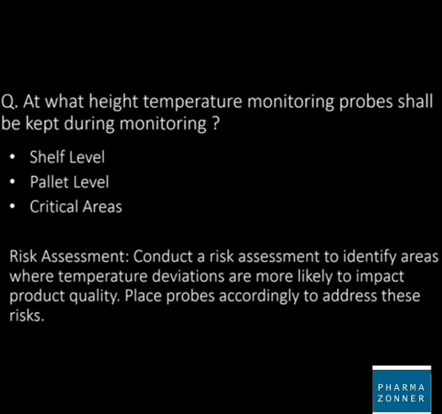This question is more related to the previous one: at what height shall temperature monitoring probes be kept during monitoring? In case of storage areas, they should be kept at various heights like lower, middle and highest point of shelves. They should be kept at the pallet level also and in critical areas. Ideally, conduct a risk assessment to identify areas where temperature deviations are more likely to impact product quality. Place probes accordingly to address these risks.